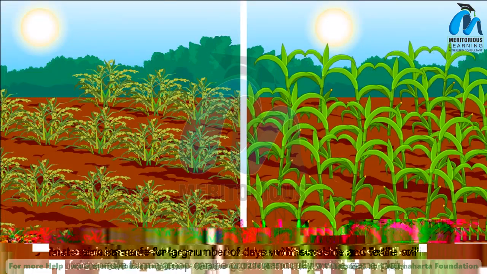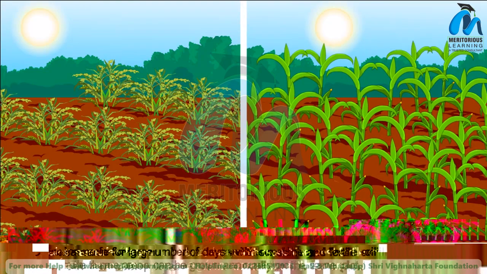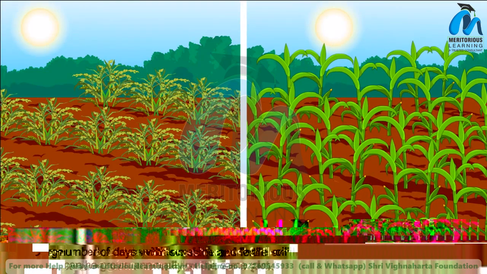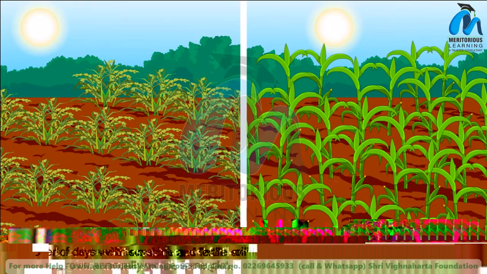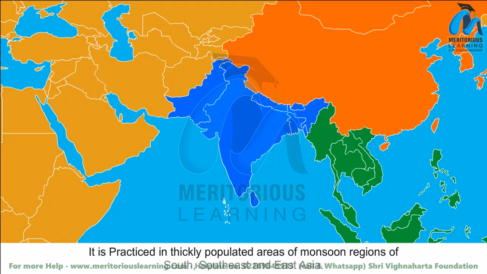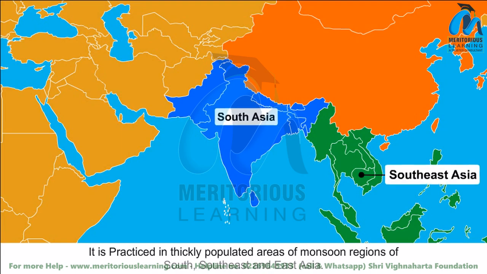Climate remains the same for a large number of days with sunshine and fertile soil. Therefore, more than one crop can be grown annually on the same plot. It is practiced in thickly populated areas of monsoon regions of South, Southeast and East Asia.